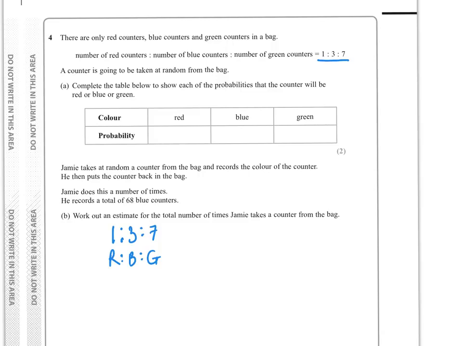Well, altogether you've got 1 and 3 is 4 and 7 is 11 parts, and 1 out of those 11 is red, 3 out of those 11 is blue, and 7 out of 11 is green. So I'm just going to put those as fractions. We don't have to decimalize these.